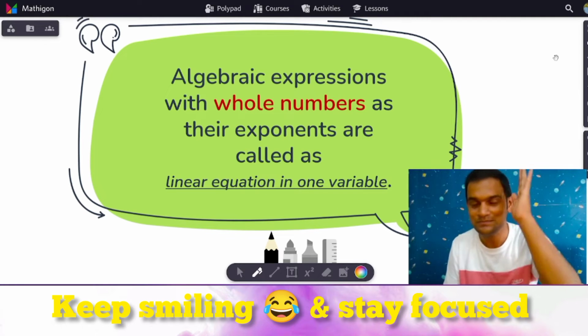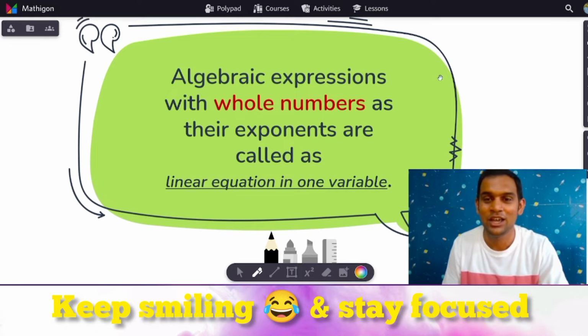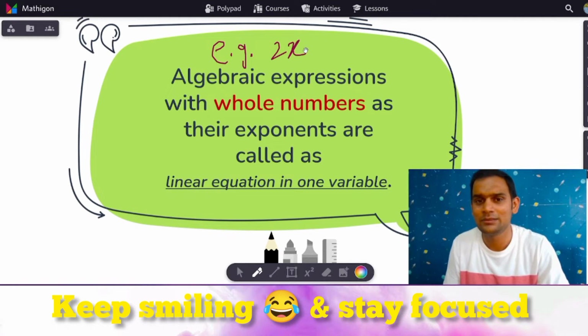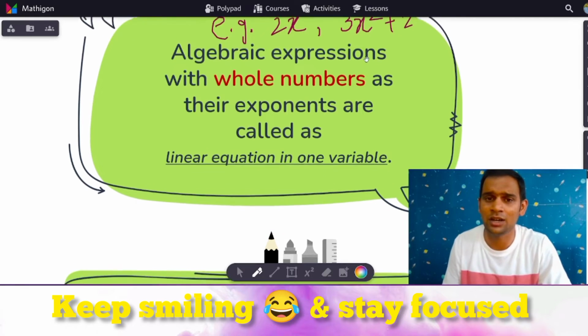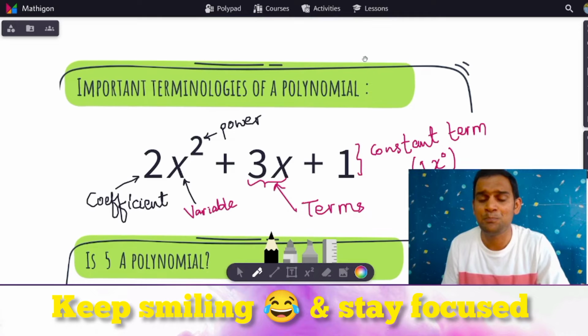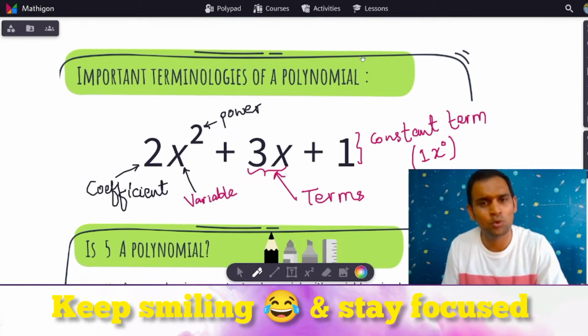I hope that makes a lot of sense. So for example, you can take 2x, 3x square plus 2, and several other examples as well. Before we try to understand a little more in detail, let's look at the important terminologies we need to understand in a polynomial.